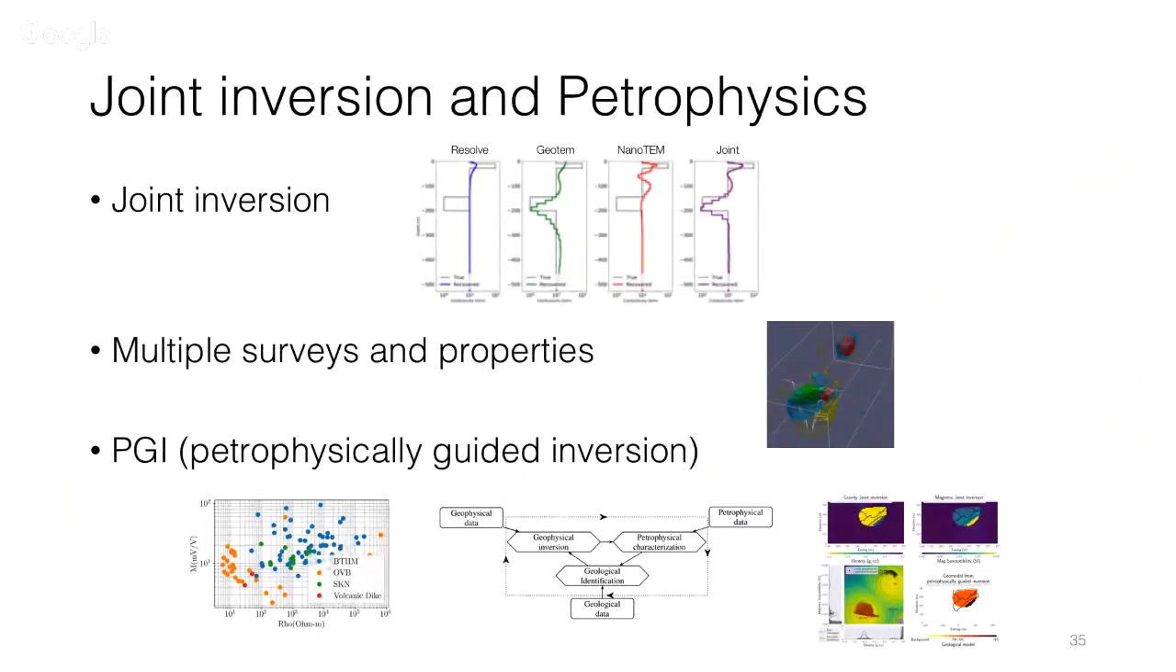And then for inverting with quantum physics, we had joint inversions. Then we had multiple properties that we put together. And then lastly, we just finished up with this physically guided version.